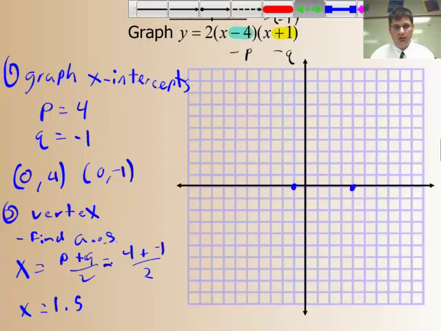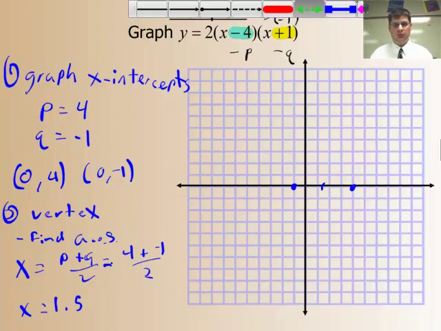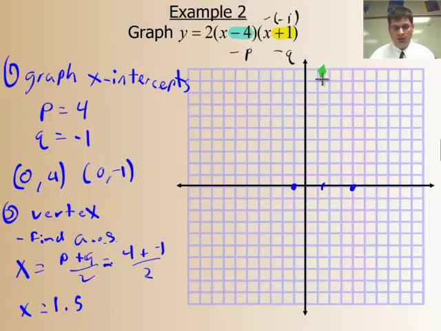Actually, let me find that on the x-axis. That's going to be 1 and then halfway between right here. So let me kind of draw that in. So here's my axis of symmetry, halfway between 1 and 2. Now our vertex is on here somewhere.